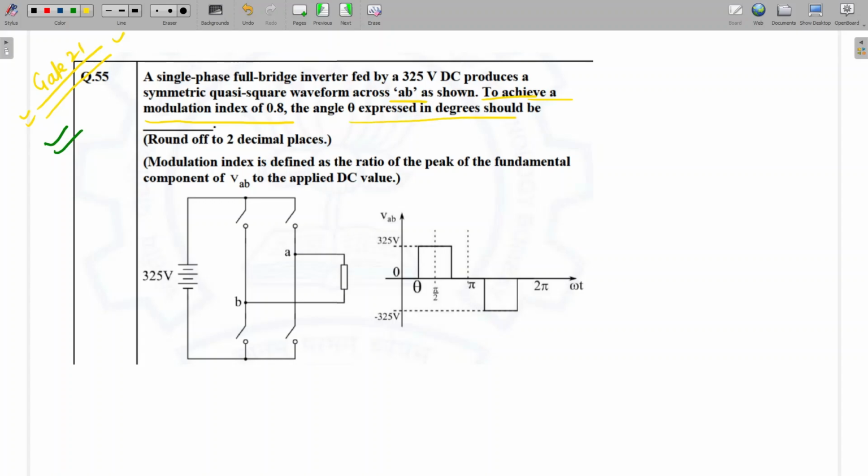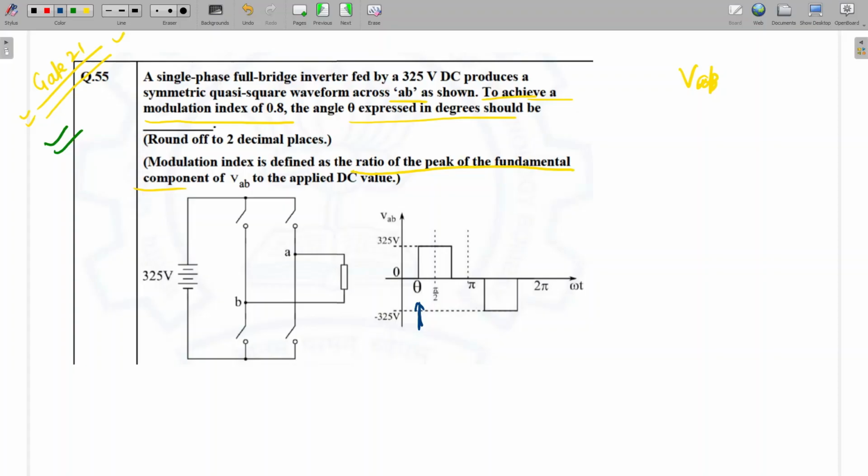Okay, so what is modulation index? They should define that here. So see, it is already defined. Modulation index is defined as the ratio of the peak fundamental component of VAB to the DC value. The formula is 4Vs by n pi into sine n d, same thing, but see, one trick is here. They have not asked for this kind of value. They are asking for an instantaneous value, that theta they are asking. So what will be the theta at this instant?